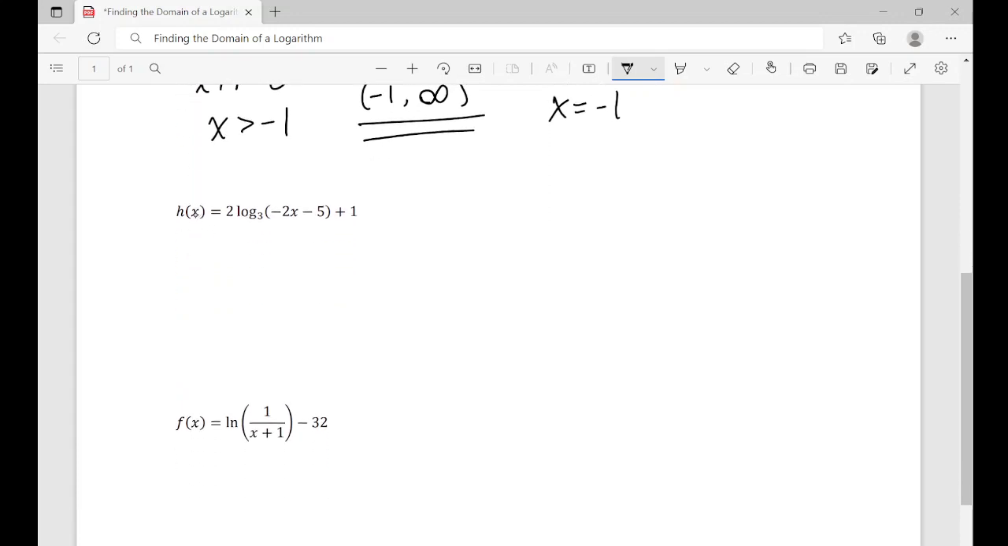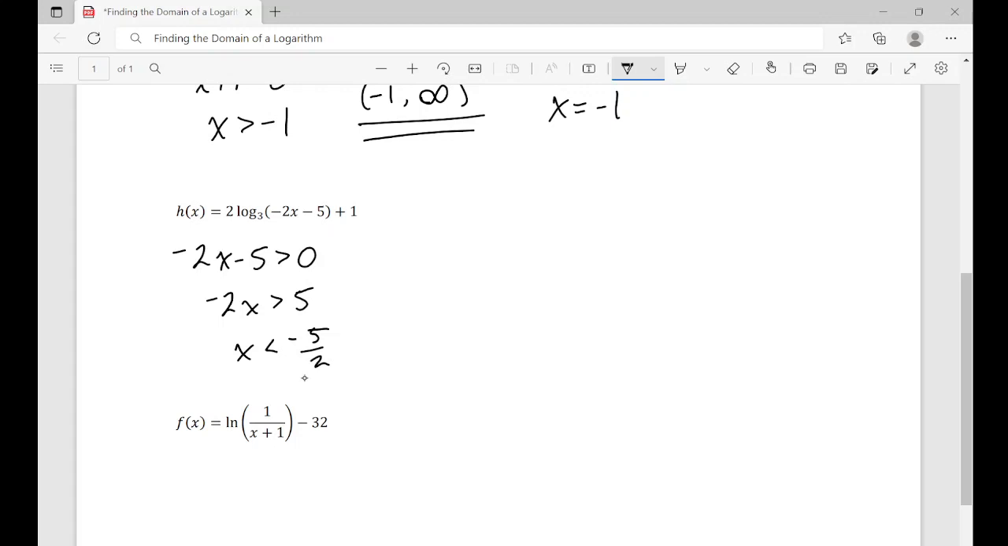Here we have a big one. h of x equals 2 log base 3 of negative 2x minus 5, plus 1. That's all well and good. Whole bunch of stuff going on, but I don't care about most of it. I just want what's inside the parentheses. So I'm going to take what's inside there, negative 2x minus 5, and set it greater than 0. So I'm going to add 5 over. Negative 2x is greater than 5. And then I'm going to divide negative 2 over. x is going to be less than negative 5 halves. Just remember, when you divide or multiply by a negative, the inequality sign has to flip.